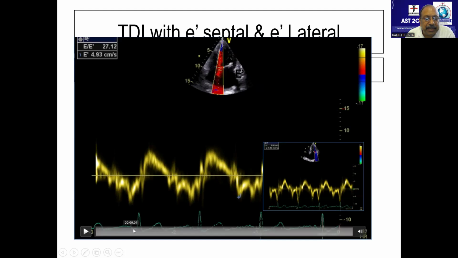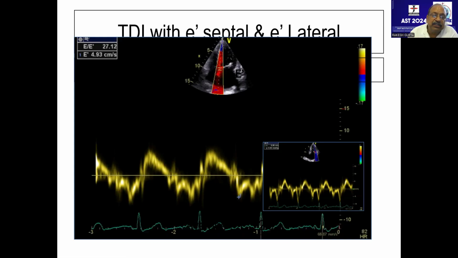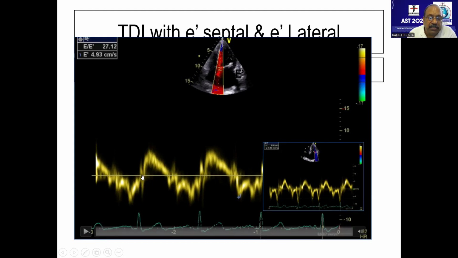Now, this is the beginning of the QRS complex, correct? The beginning of the QRS complex is the beginning of systole. So if I go over here, this is the beginning of systole, and this is what is known as isovolumic contraction time. Here the systole has begun, but the aortic valve has not opened, and the mitral valve is closed, which is known as isovolumic contraction time.